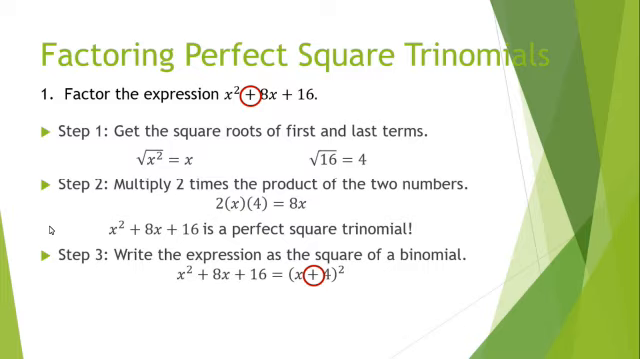Notice also the signs. Since the sign of the middle term of the given expression is positive, then the sign between the terms of a binomial is positive. Hence, our answer should be x plus 4 quantity squared. Did you get it? Now, let's proceed to the next one.